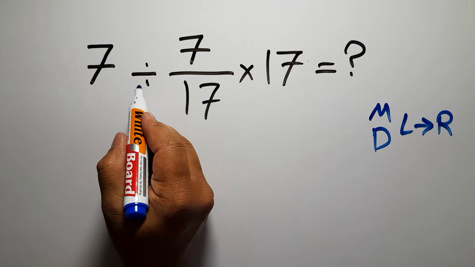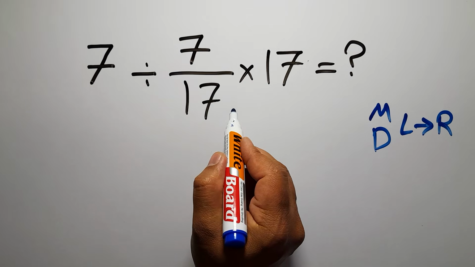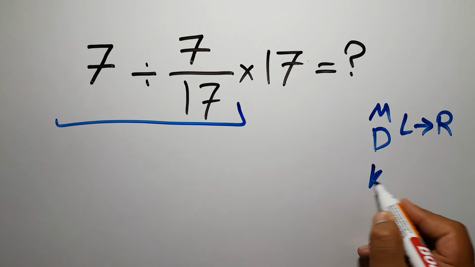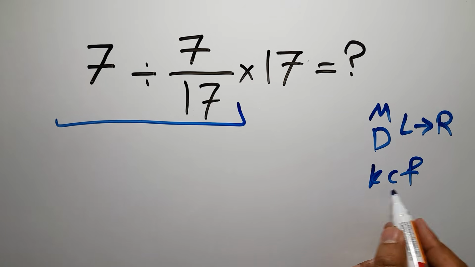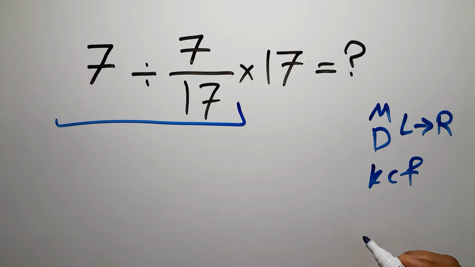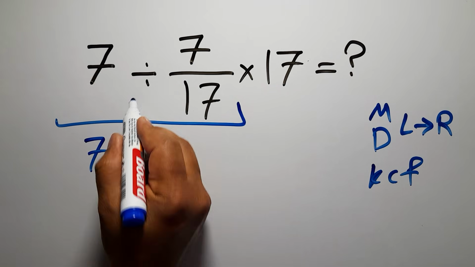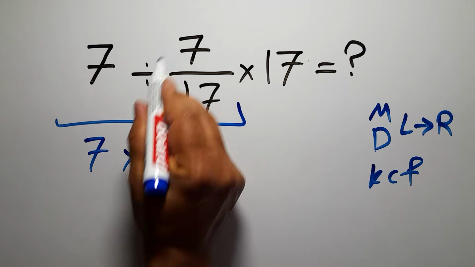So first we have to do this division, 7 divided by 7 over 17. According to the KCF rule, K stands for keep, C stands for change, and F stands for flip. We can write keep the first fraction, change division to multiplication, and flip the second fraction.